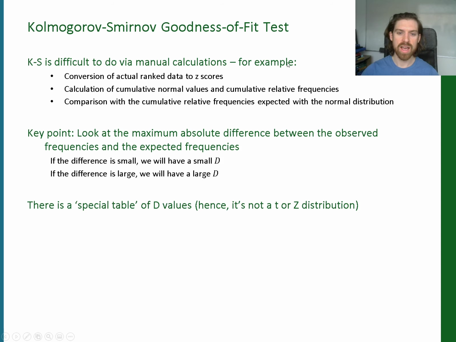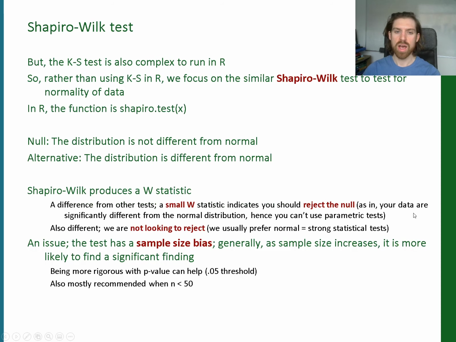Okay, and yeah, this is complicated to calculate. There is a special table of d-values that you're able to assess in order to understand it. But the key point is that we're not going to be running a Kolmogorov-Smirnov test here. I just want to make you aware of it. If you did want to run one, then I would very much advise you to use the Shapiro-Wilk test to test for the normality of the data, which you're able to do in R relatively easily.